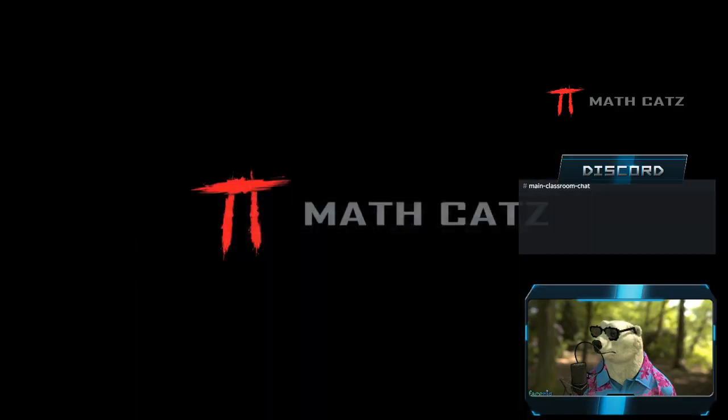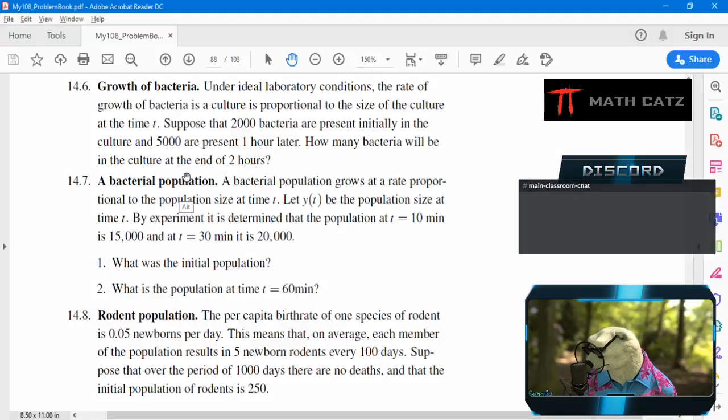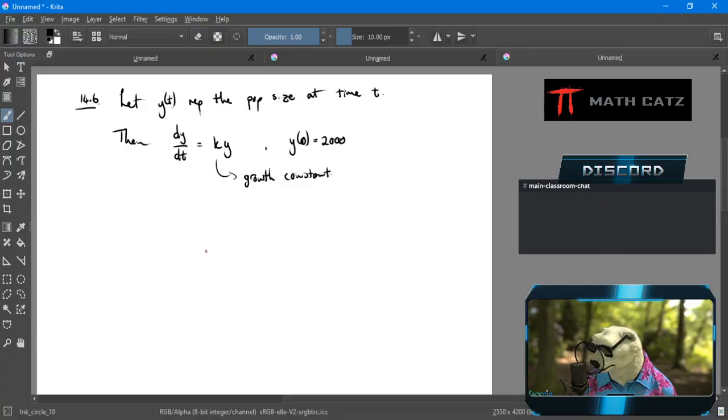Before I can even worry about their questions, about 5,000 being present an hour later, how many bacteria will be in the culture at the end of 2 hours, I have no idea. I would need the function to answer any of those questions. So the first part is always going to be, how do I solve the differential equation to get my function, or at least show how that is done, to then continue with the rest of the question. And the nice thing is that that's always the same.